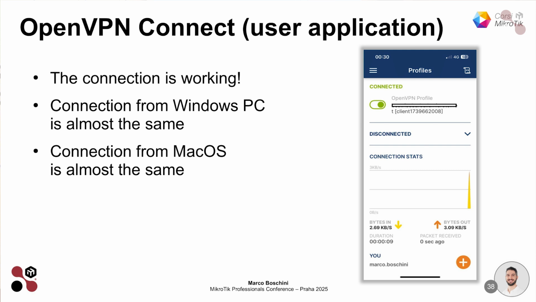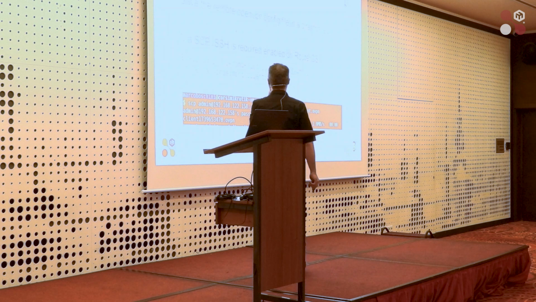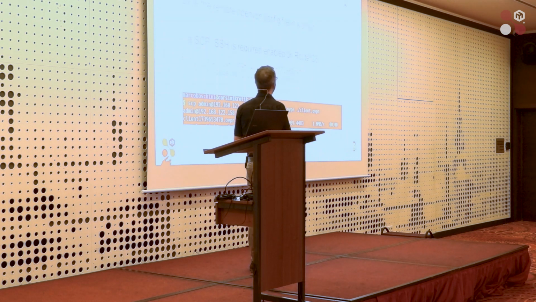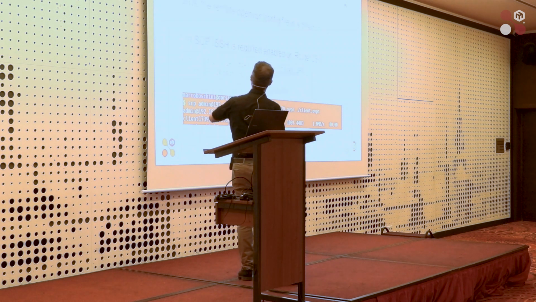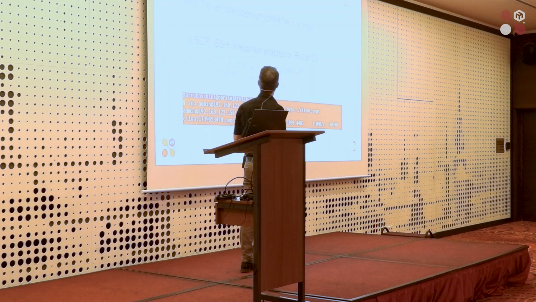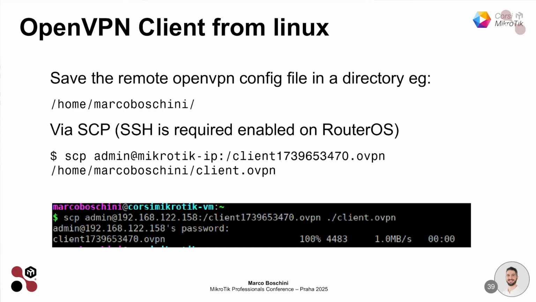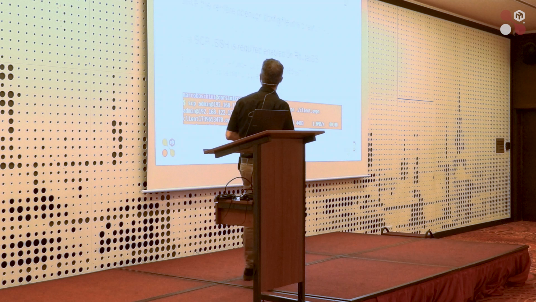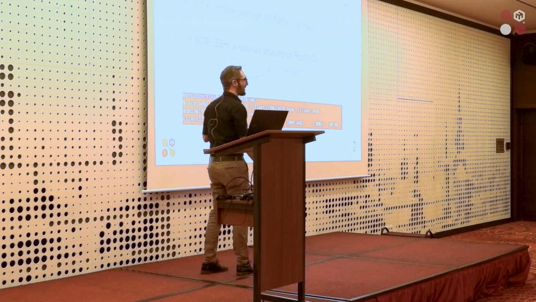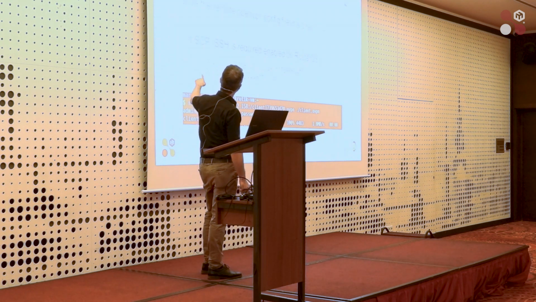But how about Linux? I use Linux, and for Linux there is a client. You have to save the remote OpenVPN configuration file inside your machine, and via secure copy you can copy the configuration from the router to the client via command line interface, of course, or via graphical user interface, but I'll mostly use the command line interface.